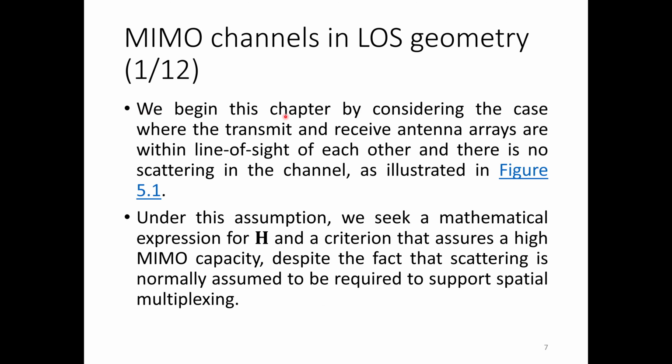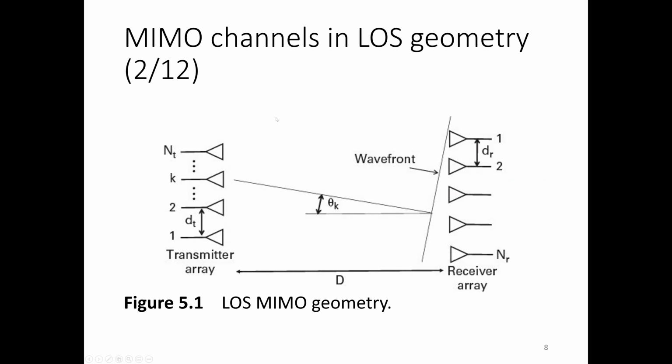We begin this chapter by considering the case where the transmit and receive antenna arrays are within line of sight of each other and there is no scattering in the channel, as illustrated in figure 5.1. Let us see figure 5.1. So figure 5.1 shows the line of sight MIMO geometry.